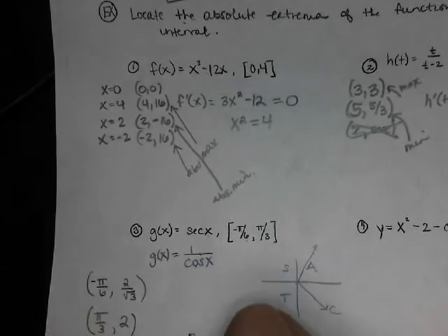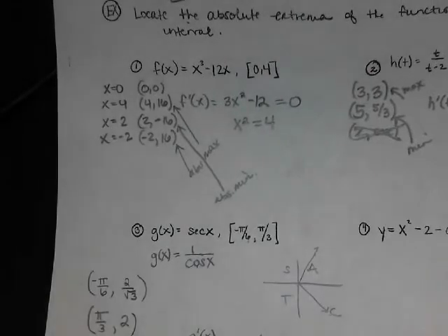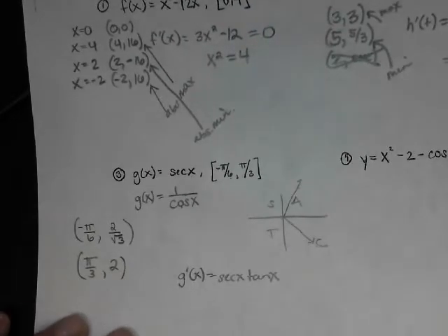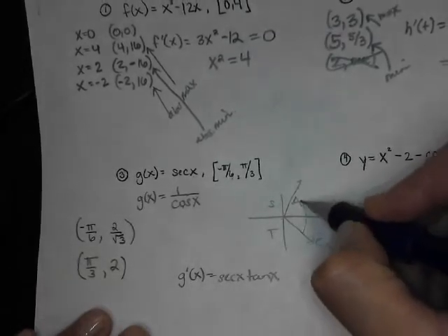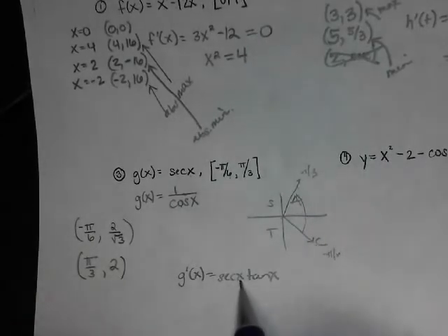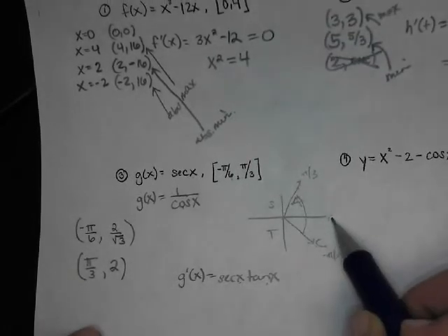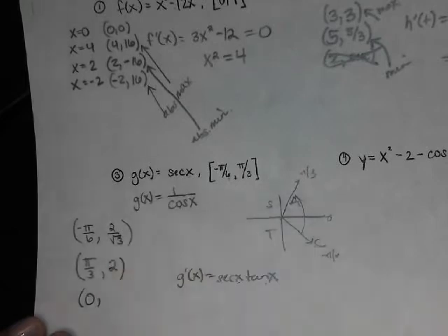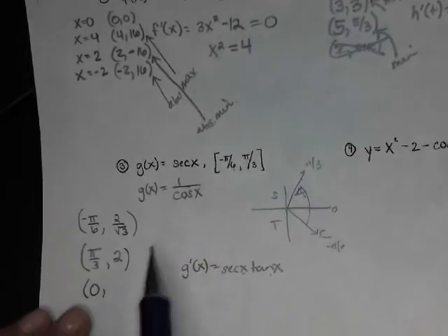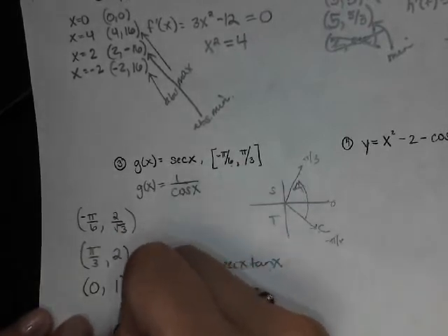And then we need to derive, so g prime of x equals secant x tan x. So this will equal 0. Remember, we're only in between negative pi over 6 and pi over 3. So secant will never equal 0 because it's 1 over cosine. The tangent will equal 0 at 0, which I can evaluate. The secant of 0 is 1 over the cosine of 0, so 1 over 1 is 1.